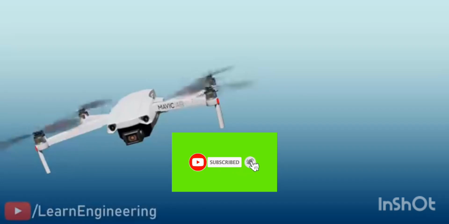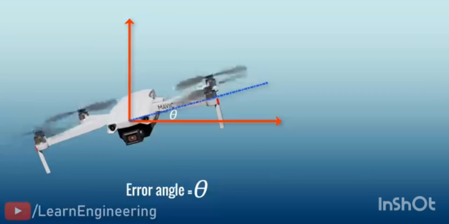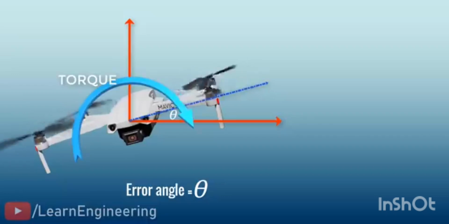Using a few sensors, the drone can measure its speed of rotation, its direction, and its angle. The sensors then feed this data back to the system. The angle theta is the error with respect to the horizontal axis of the drone. In order to successfully reduce this error, the propellers should produce a torque opposite to the angle.